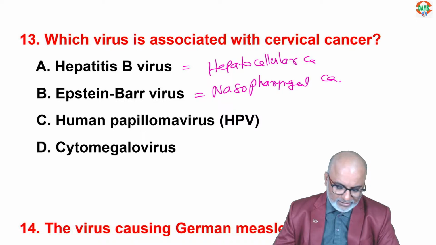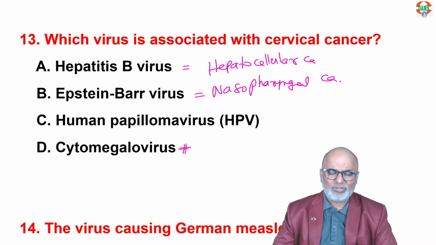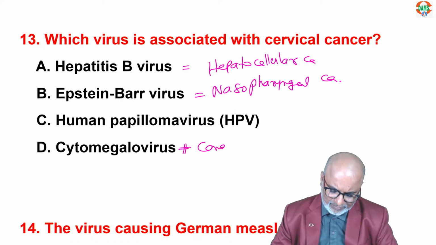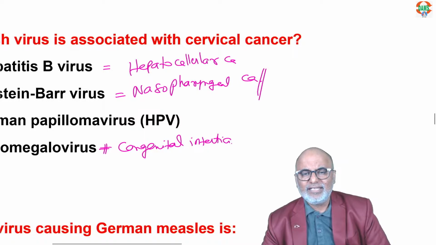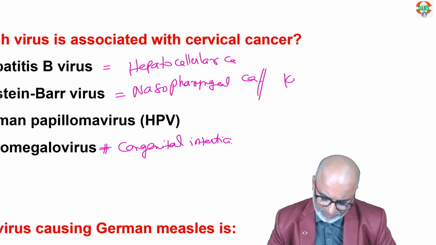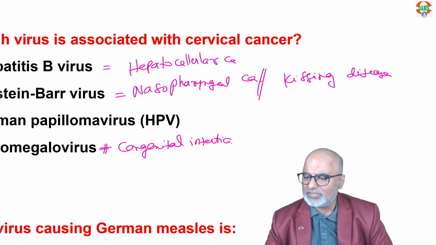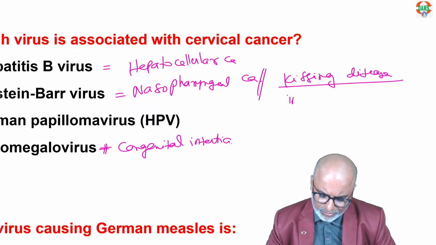The answer is cytomegalovirus? Usually it causes congenital infections. Epstein-Barr virus also causes a disease called kissing disease, otherwise called infectious mononucleosis.